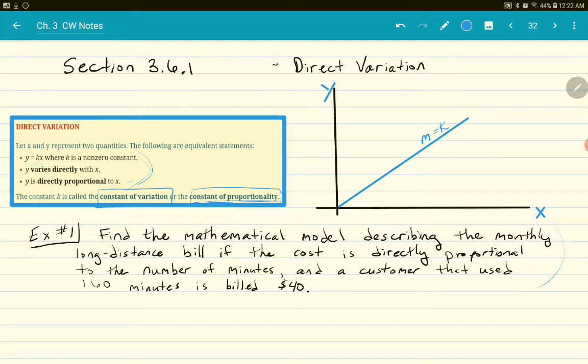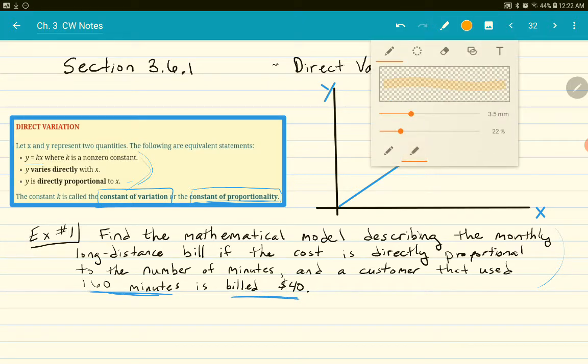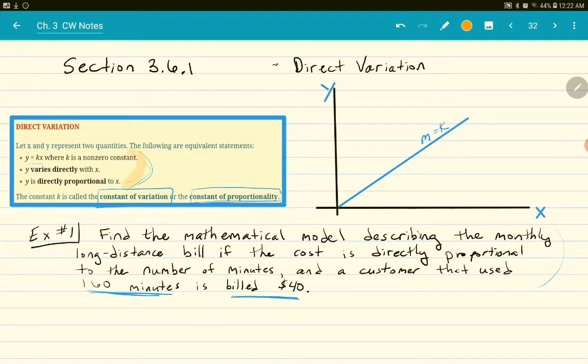We want to find the mathematical model describing the monthly long distance bill if the cost is directly proportional to the number of minutes, and the customer that used 160 minutes is billed $40. Let's look for one of these equivalent sentences to see how to model this. Let's read this again. The cost is directly proportional to the number of minutes. So that is like this third statement.